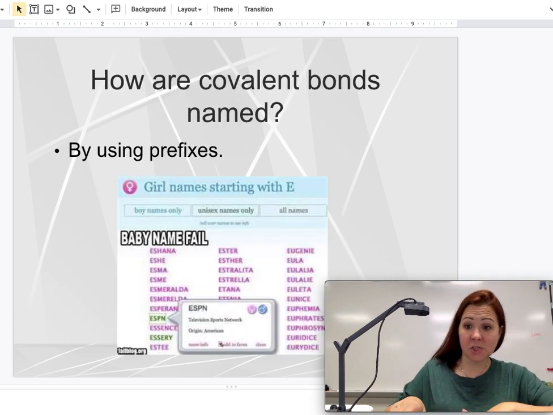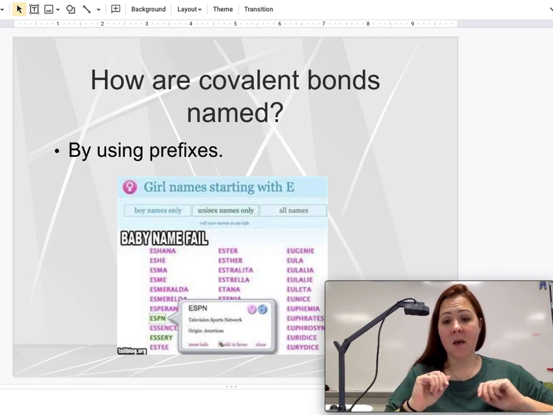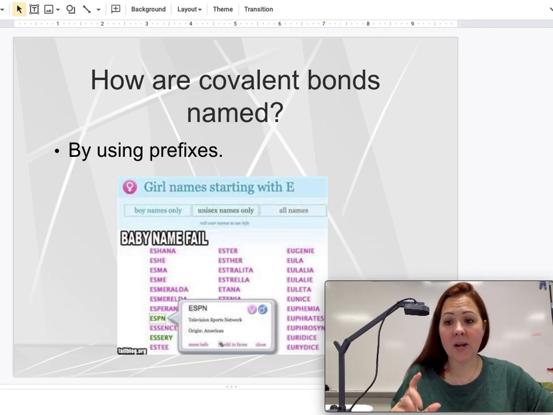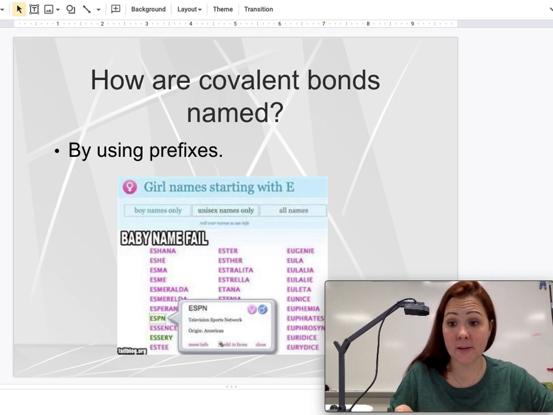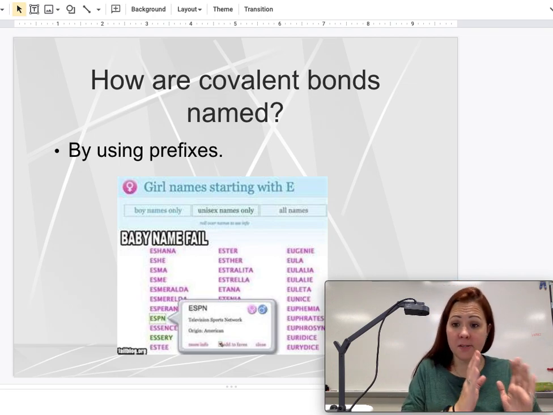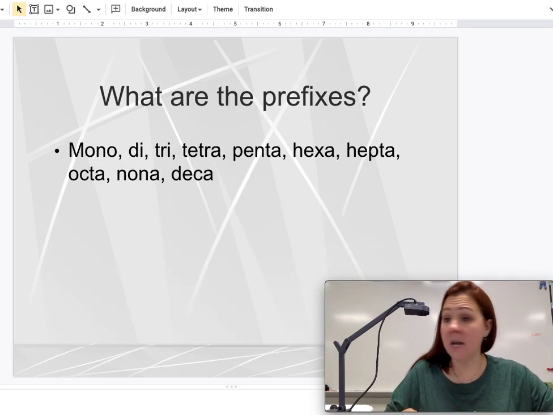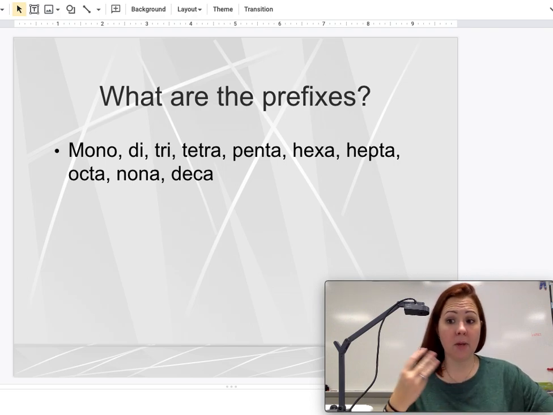Now, we're going to switch gears and look at the other type. This is when you have two different types of nonmetals coming together. And how we name the compounds with two different nonmetals coming together is we're going to use prefixes. Prefixes go in front of a name, and they stand for a number. So mono means 1, di means 2, tri means 3, tetra is 4.